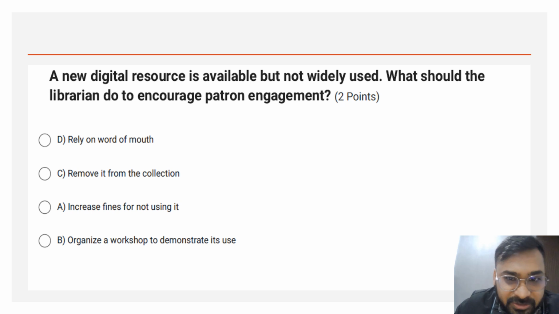A new digital resource is available but not widely used. What should the librarian do to encourage patron engagement? Rely on word of mouth, remove it from the collection, increase fines? No. Organize a workshop and demonstrate its use. That is the right option.